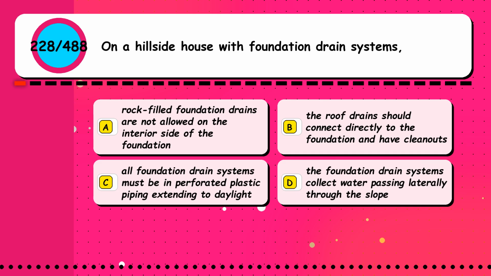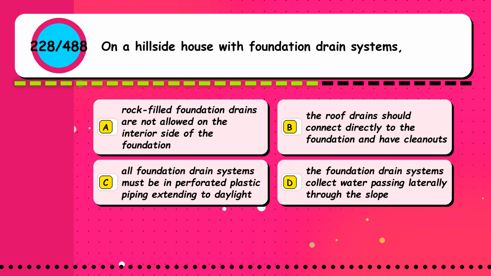Question 228. On a hillside house with foundation drain systems. Option A. Rock-filled foundation drains are not allowed on the interior side of the foundation. Option B. The roof drains should connect directly to the foundation and have cleanouts. Option C. All foundation drain systems must be in perforated plastic piping extending to daylight. Option D. The foundation drain systems collect water passing laterally through the slope.